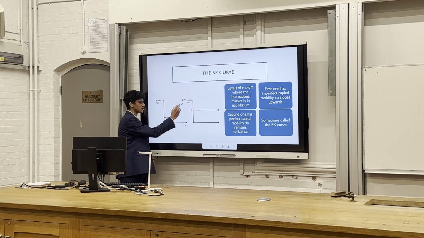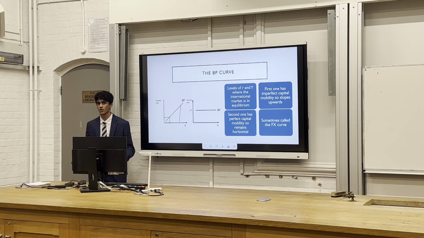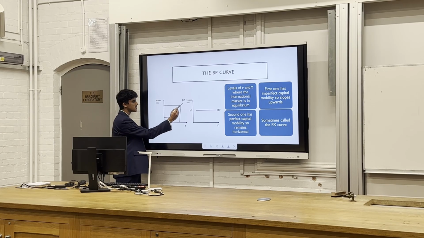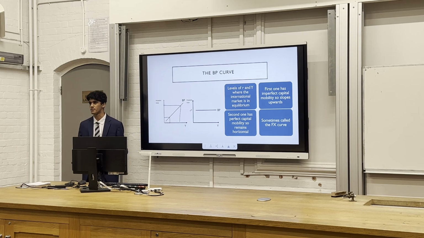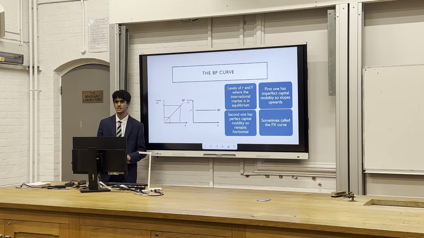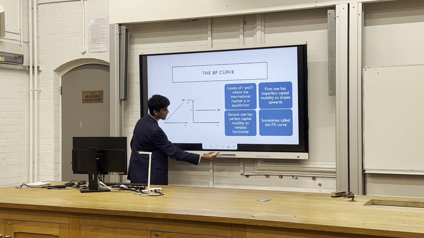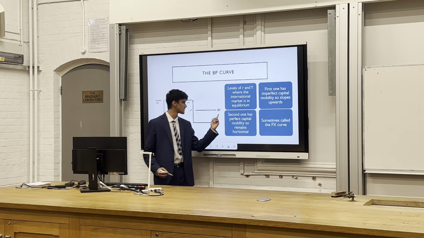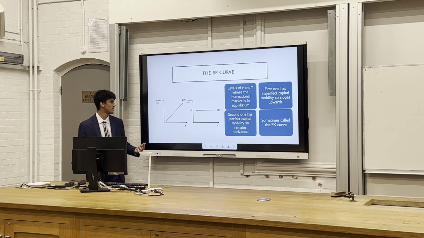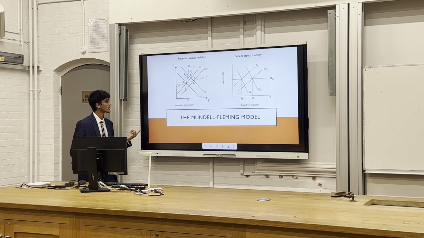Whereas at high levels of national income, your consumers in your economy are going to spend a lot more on imports, so there'll be more money flowing out of your economy. In order to balance that, you need money flowing in, which you achieve by increasing interest rates, which encourages foreign investment into your country because then assets will earn more interest for the holders and it will help your economy grow. Yeah, this is also sometimes called the FX curve because it deals with the foreign exchange market, so you might say that sometimes. Now we combine all three of them into the Mundell-Fleming model.